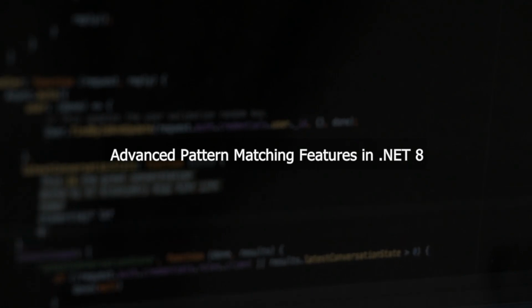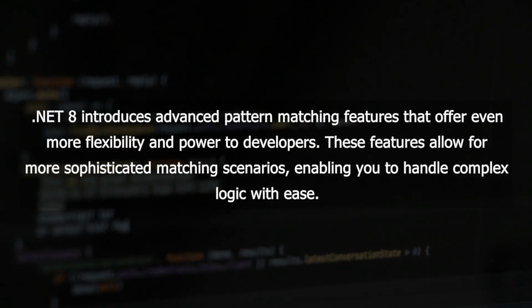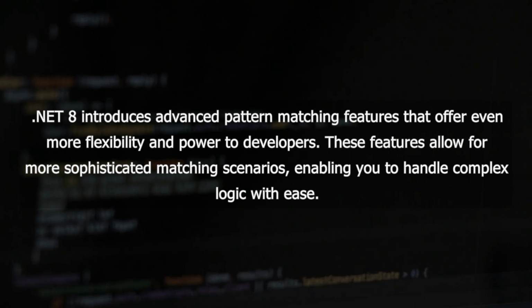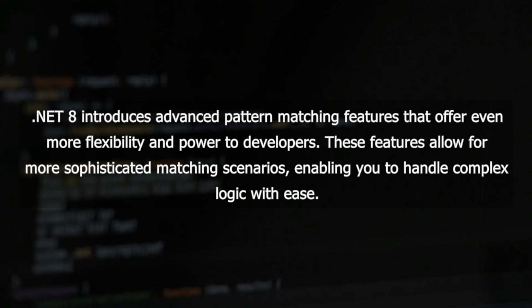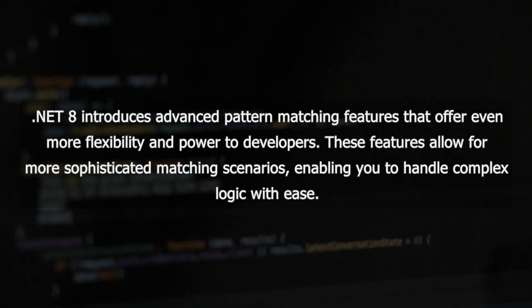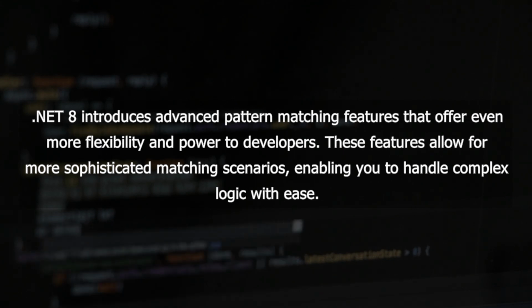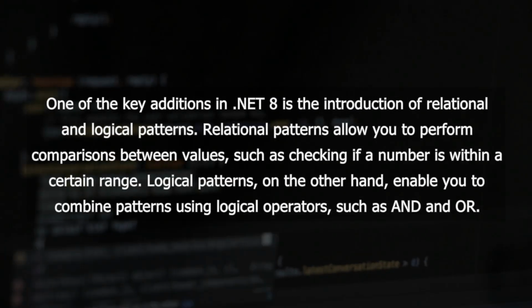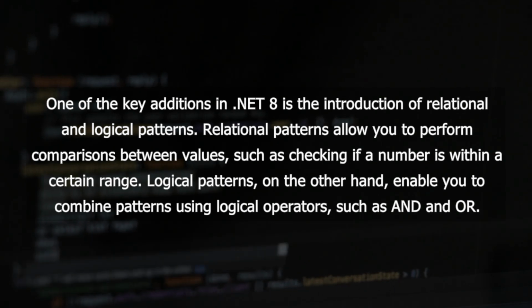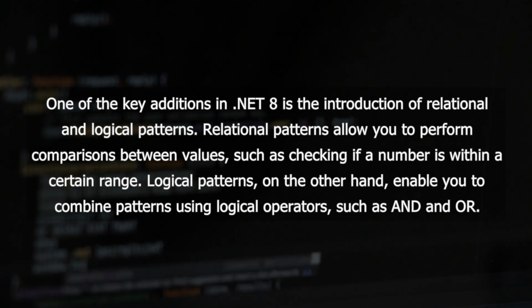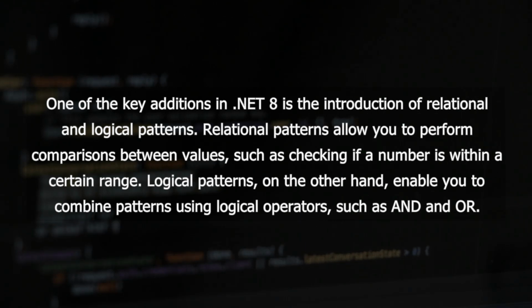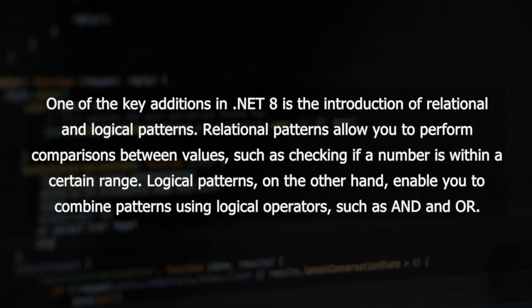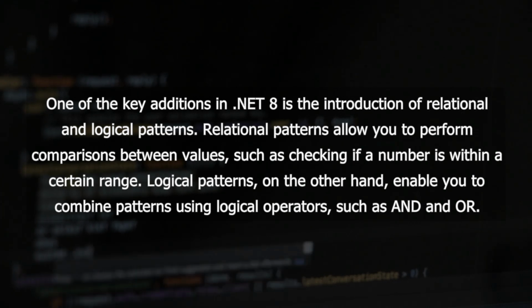Advanced pattern matching features in .NET 8. .NET 8 introduces advanced pattern matching features that offer even more flexibility and power to developers. These features allow for more sophisticated matching scenarios, enabling you to handle complex logic with ease. One of the key additions in .NET 8 is the introduction of relational and logical patterns. Relational patterns allow you to perform comparisons between values, such as checking if a number is within a certain range. Logical patterns, on the other hand, enable you to combine patterns using logical operators, such as and, or, and not.